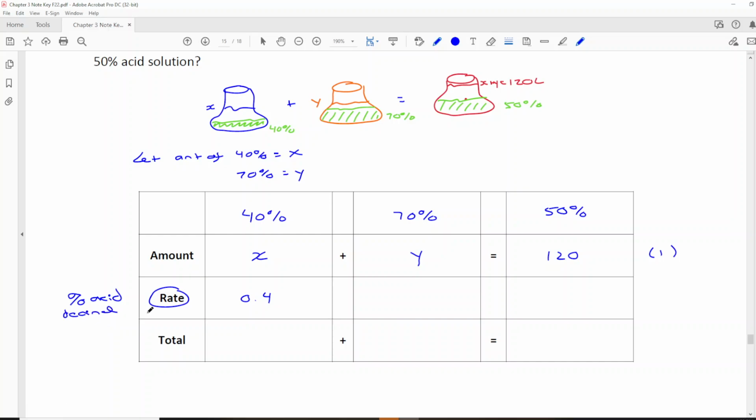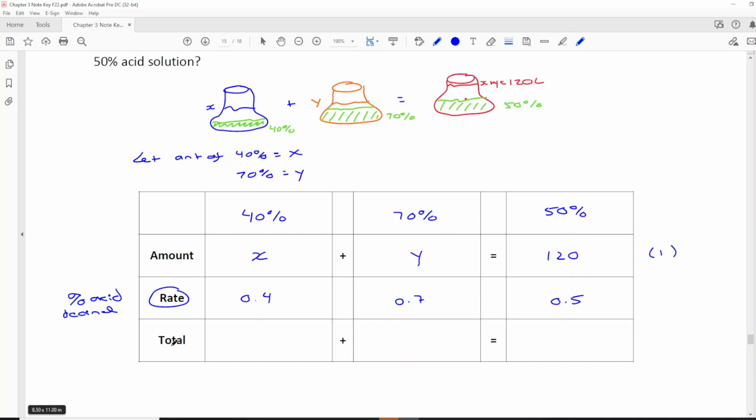Anytime it's talking about percentage, percentages could be acid solutions, they could be amount of juice in a container, and as you'll see in a couple examples, it could also be an interest rate as well. So percentages could be different things. For this one, you've got a 40% acid solution, so the rate of that is 0.4. The rate of the 70% is 0.7, and the rate of the final solution is 0.5.